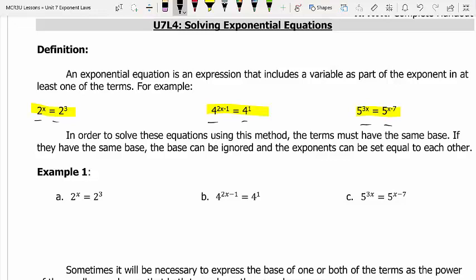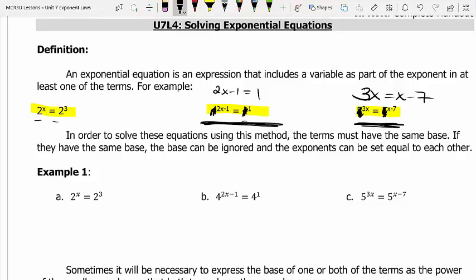The reason why it's so beneficial to have the same base is because if the base is the same, then to solve for x, you can essentially just ignore the base and set the 2 exponents equal to each other. What do I mean by that? So if I was going to solve this question here, because the bases are both 4s, I can completely ignore them, and all I have to solve is 2x minus 1 equals 1. And then I can solve for x. Same thing over here. Bases are both 5, so I can completely ignore the bases, and all I have to solve is 3x equals x minus 7.